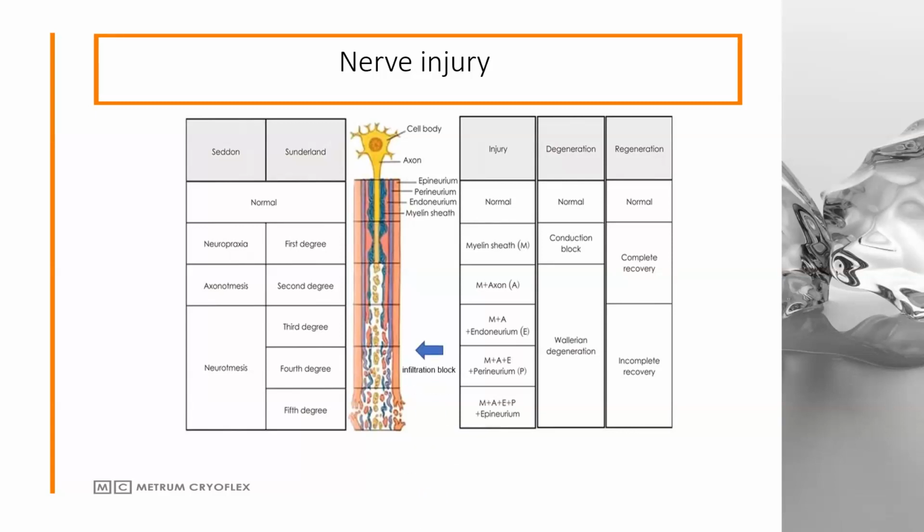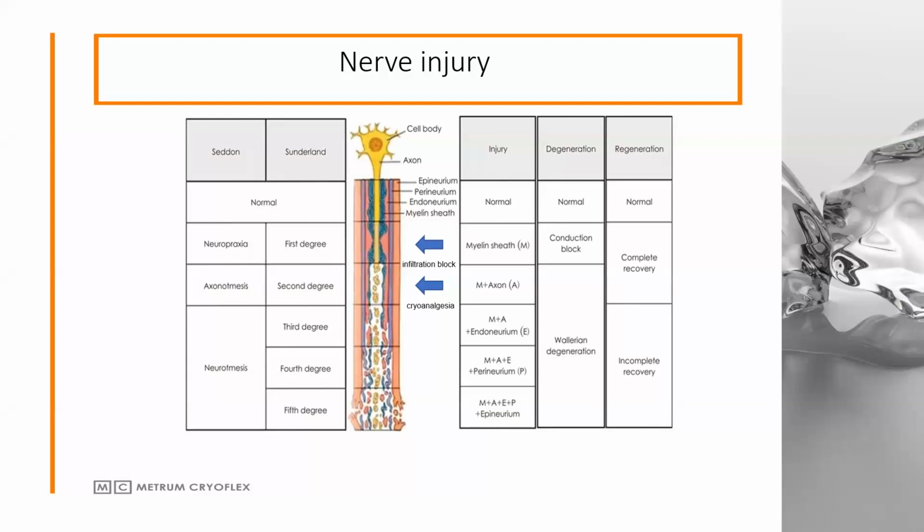While with the second degree, again, with an infiltration block, when you give local anesthetic, you have a conduction block and affect the myelin sheath without affecting other layers. When you do cryoanalgesia, as you can see at this arrow, you have what you call axonotmesis, which is a second degree nerve injury. As you can see in the drawing, you have involvement of the axon in addition to the myelin sheath. So the axon is destroyed, and the myelin sheath is destroyed.